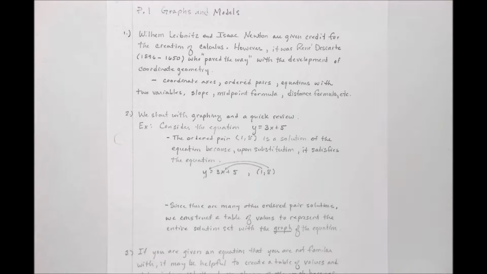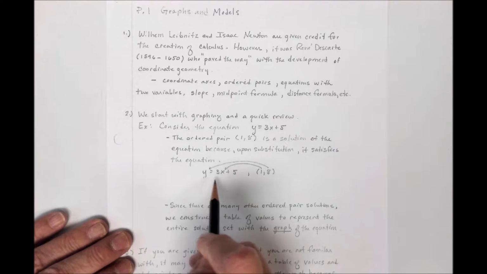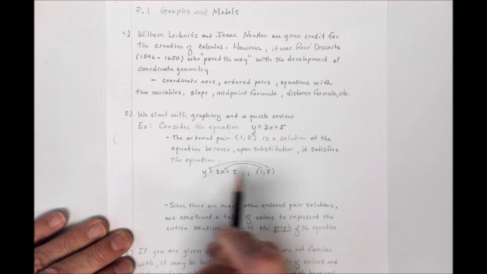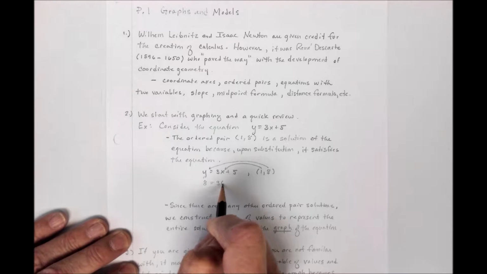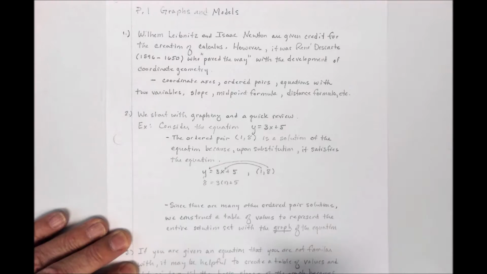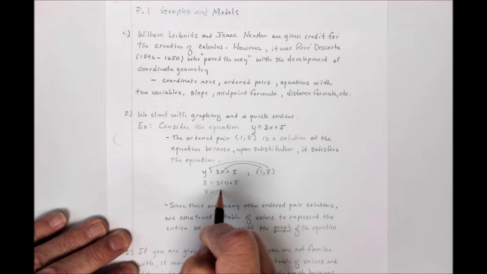We're going to look at an ordered pair, the ordered pair (1, 8), and we're going to state that it is a solution to this equation in 2 variables because upon substitution it satisfies the equation. And as you can see here, we plug the x value in for the x variable and the y value in for the y, and I would get 8 equals 3 times 1 plus 5. Hopefully you can see that clearly enough. It looks like it's coming up okay. And of course 3 times 1 is 3, plus 5 is 8. So it gives us a true statement.